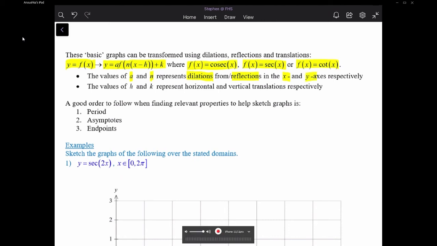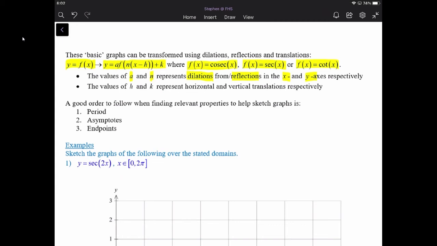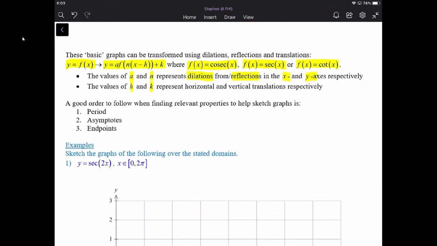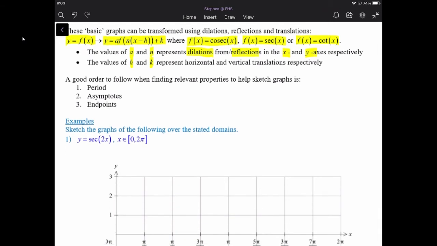So if a is negative, then you get a reflection in the x-axis. If a is positive, then you've just got a dilation. And then n does the exact same thing, except just from the y-axis. Then we have the values of h and k. So h is right and left movements, and k is up and down movements. So it's very important that when you sketch these graphs, it's always a good idea to follow a particular order. And that order is this.